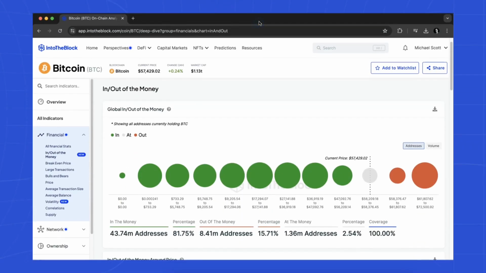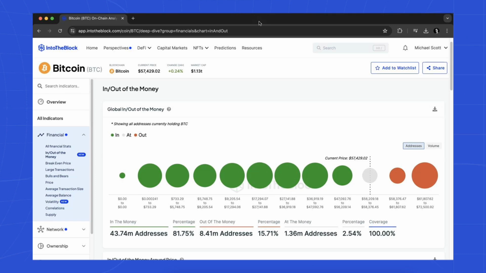Meet one of our most exclusive financial indicators, the in and out of the money. With this indicator, you can explore the profitability of addresses holding a specific cryptocurrency. This unique chart displays the number of addresses in profit, at a break-even, or at a loss based on the current price. Use this data to gauge market sentiment and potential price support or resistance levels.